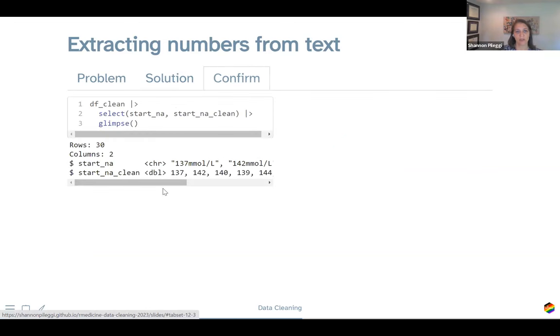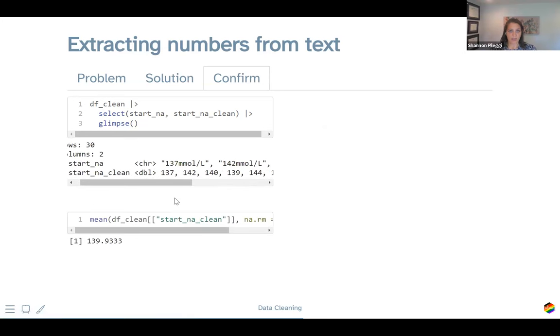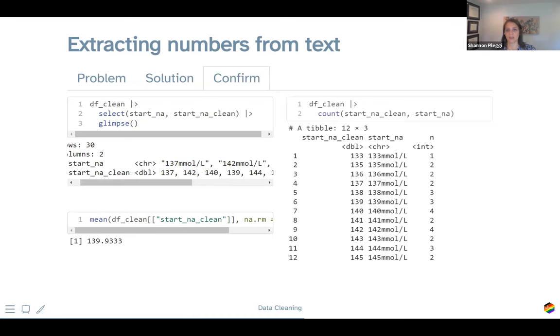So then when we go to confirm it, we can see that our start in a clean variable has a value of double here, a numeric assignment. And you can see it only has numeric values. You are indeed able to take the mean of that now, and you can confirm that the coding worked correctly again by your friendly count function. So 133 is coded as 133.